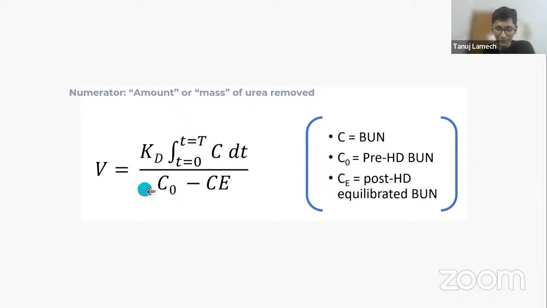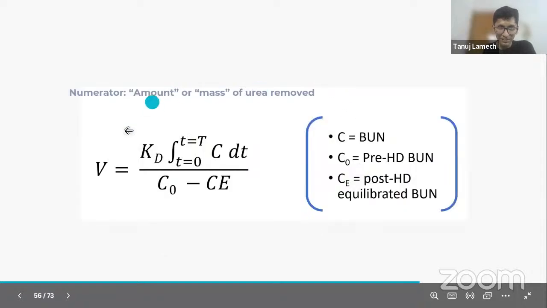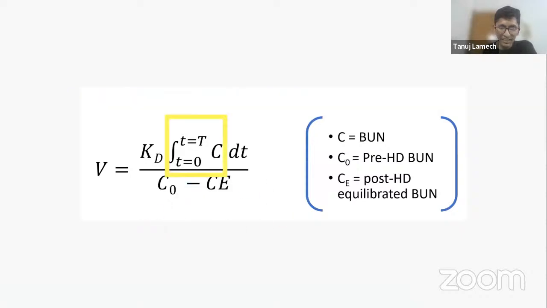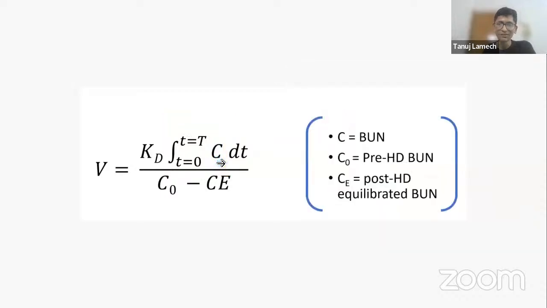So we said now that the volume equals the mass divided by the concentration. The numerator here is the amount or mass of urea removed, and the denominator is the concentration. So that's how we calculate the V. And what is this integral here in the middle? It is the integral of C, meaning the change in C as time moves from 0 to T. When you say integral, you're basically talking about the area under the curve. So this is the part represented by the integral of C.